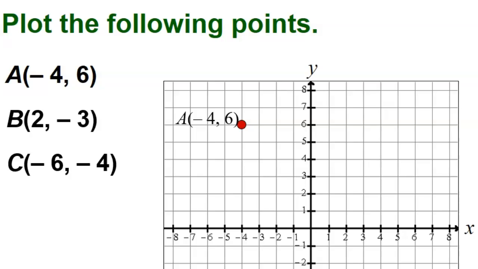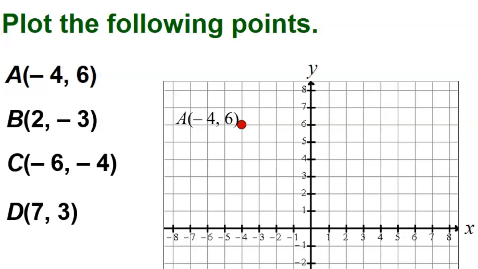Minus 6, minus 4. So both values negative. The first number is movement along the x-axis. Do we move right or left? Left 6 places. And then up or down? It's negative, so we go down 4 units. Alright?